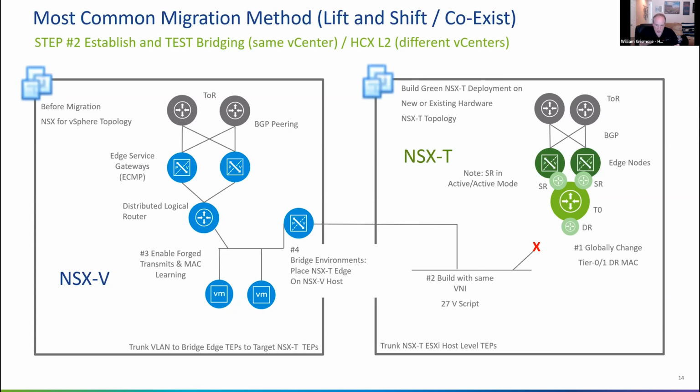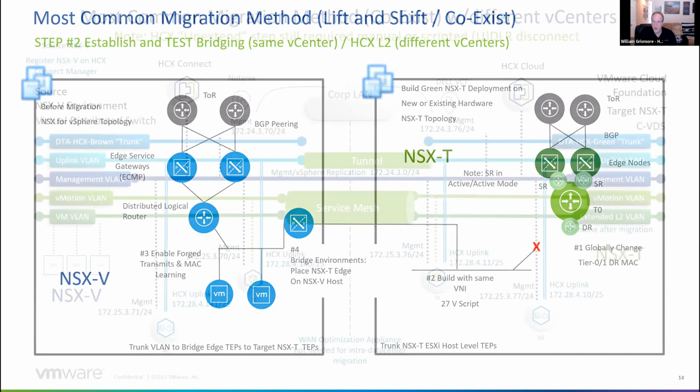And we're going to build the bridge and configure it. There's some advanced steps there, and make sure that the TEP is trunked from the bridge to the target. And we've established this environment where we can move workloads across without taking an outage. If it's different vCenters, we're going to use HCX.